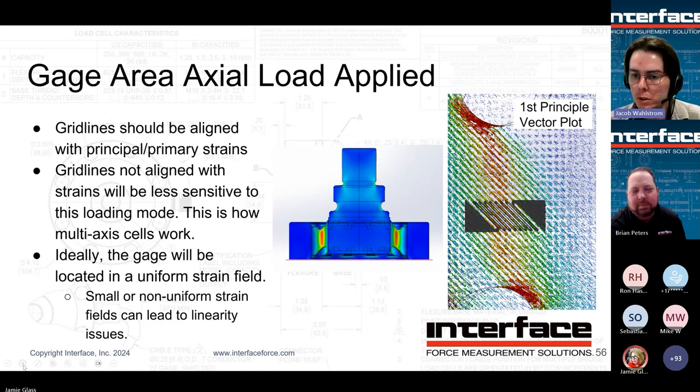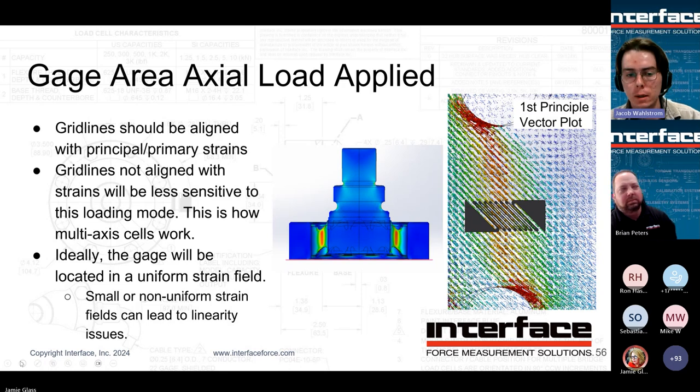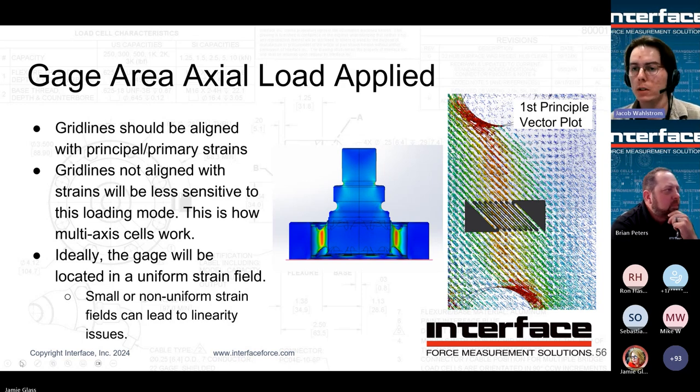There we go. So you can see the grid lines there are aligned with the principal strains, and that's from a simulation. Might be kind of hard to see on your computer screen, but those are little arrows pointing in the way that the material is deforming. And you want your strain gauge to be in a uniform strain field. That's really important because that can cause nonlinearity issues.